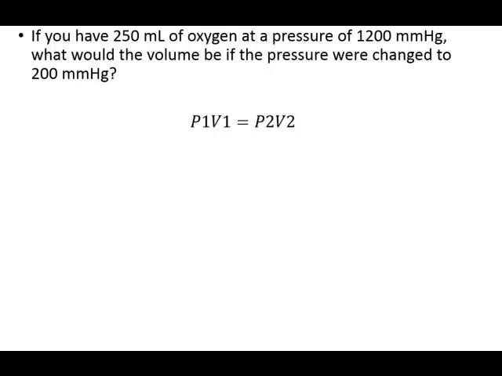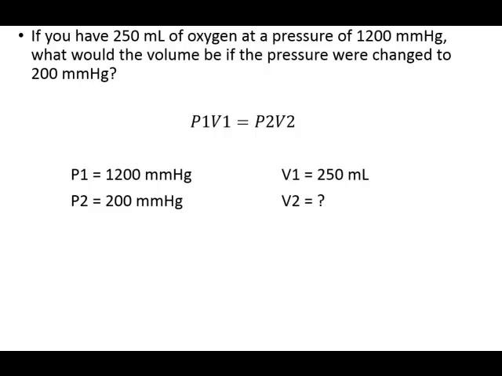There's my Boyle's law formula. I assign my values from the information given. I start with a pressure of 1,200 millimeters of mercury and a volume of 250 milliliters. I have a final pressure of 200 millimeters of mercury, and my final volume is what I'm looking for. So I'm going to take these values and substitute them into the formula.